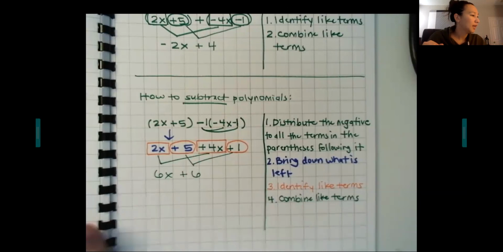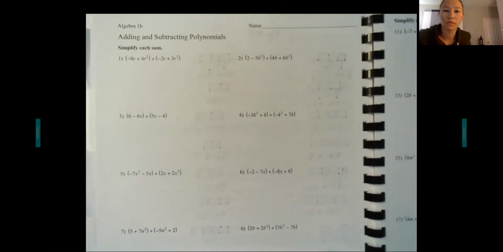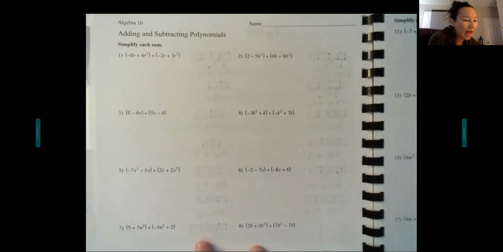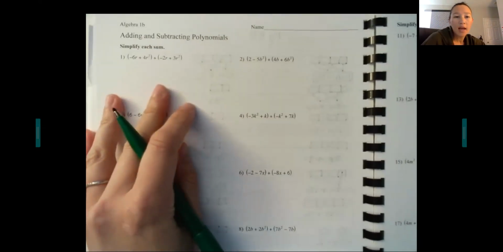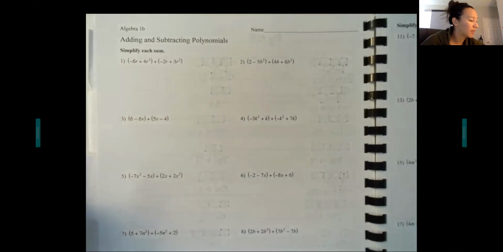Okay, so let's go ahead and go to page 56. Page 56 is adding, and then page 57 is going to be subtracting. So let's see, we have 10 questions. 1, 2, 3, 4, 5, 6, 7, 8, 9, 10, 11 students. All right, I don't even think that you guys need me to do one with you. So I'm just going to assign them and then we'll go over them together.